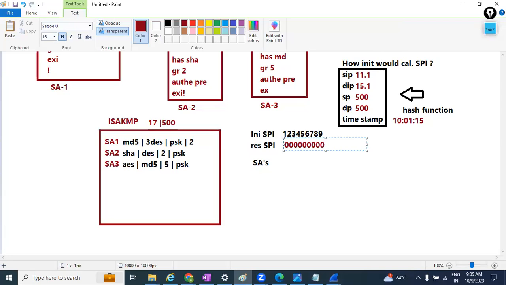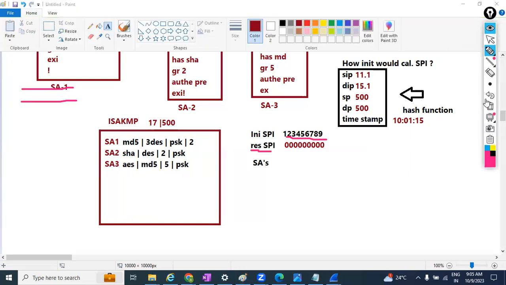Who can calculate the responder SPI? Only the responder. So in the second message, or you can say once the responder shares the second message, then that device would calculate the responder SPI. And with the help of what? With the help of these parameters.